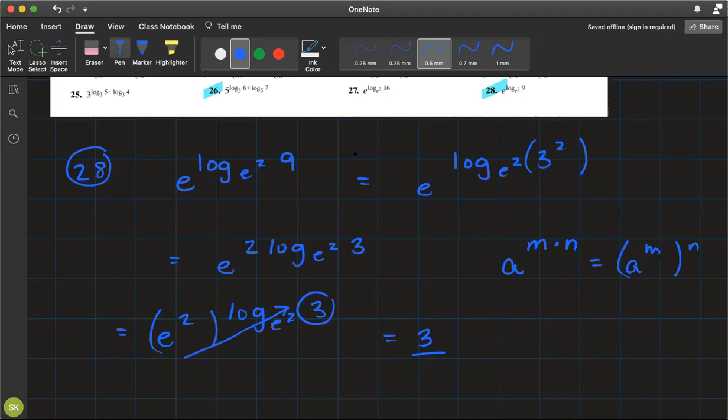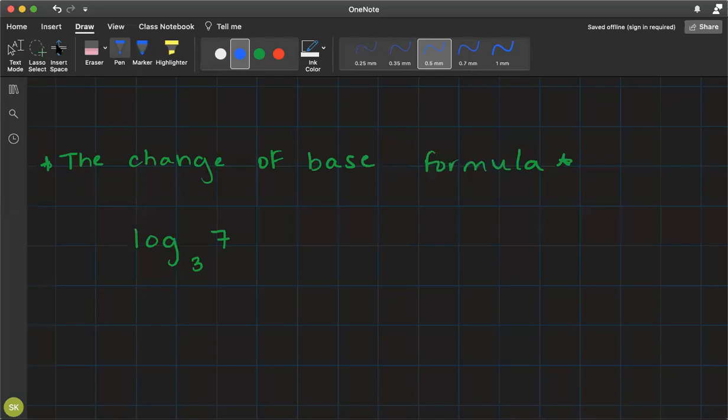All right, so next thing we're going to talk about is the change of base formula. So we've talked about the change of base formula before, but now I'm going to actually prove the change of base formula. So if you remember, I mentioned that a lot of calculators only have two types of logs that you can plug in. You can plug in something like log of 7 and ln of 7, but they don't have the option to plug in log base 3 of 7.